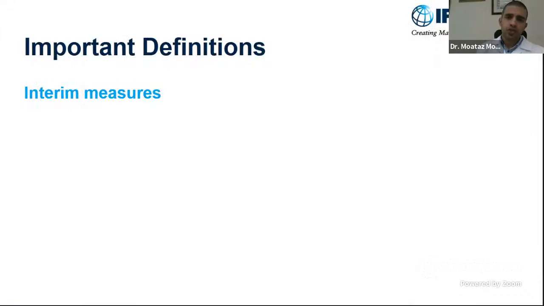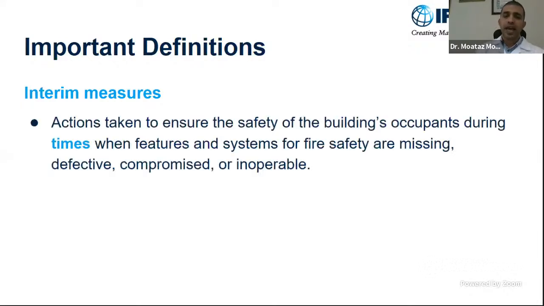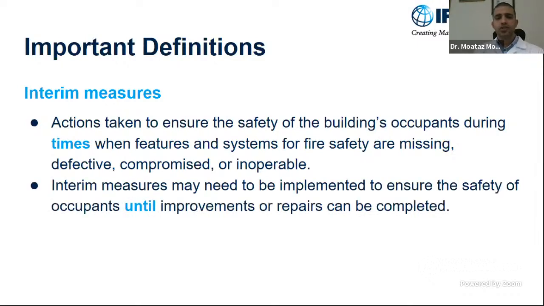Allow me to introduce you to a concept that has been added recently. It's not a new concept, but it was added recently to the last PCI standards manual, which is the interim measures. The interim measures are temporary actions that should be taken to ensure the safety of the building's occupants during times when features of the systems for fire safety or other systems are missing, defective, compromised, or inoperable. And these interim measures must be implemented to ensure the safety of occupants until improvements or repairs can be completed.